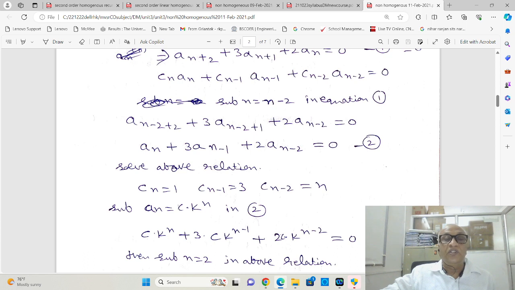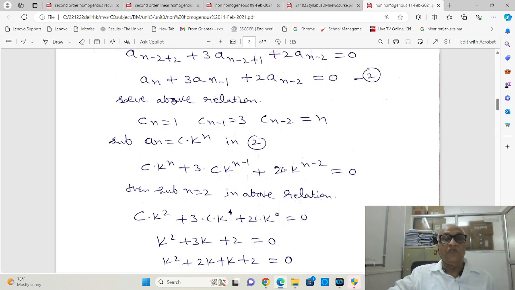What is the general solution? The general solution is Ck to the power of n. That is, wherever you find an, substitute that with Ck to the power of n. So this an will be substituted with Ck to the power of n. This an minus 1 will be substituted with Ck to the power of n minus 1. This an minus 2 will be substituted with Ck to the power of n minus 2. This is our form: Ck to the power of n plus 3Ck to the power of n minus 1 plus 2Ck to the power of n minus 2.